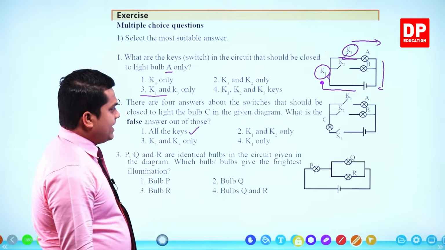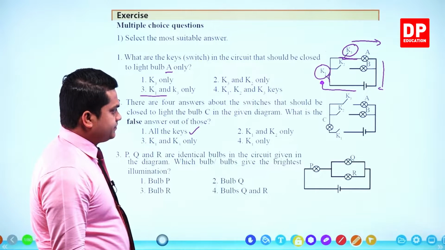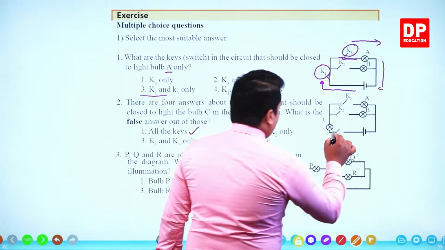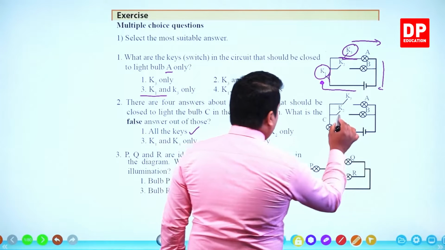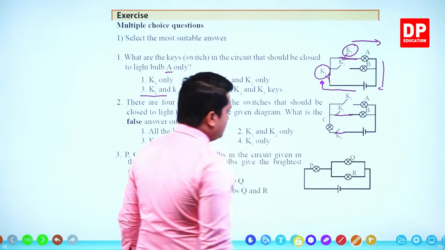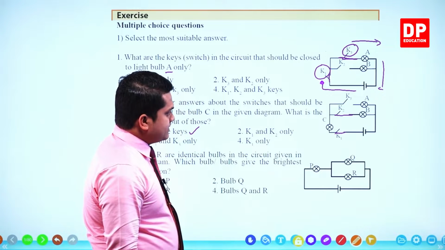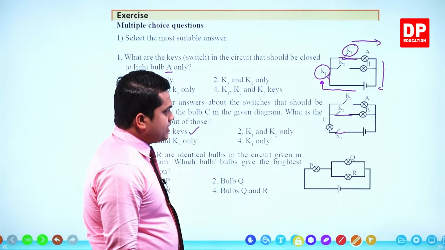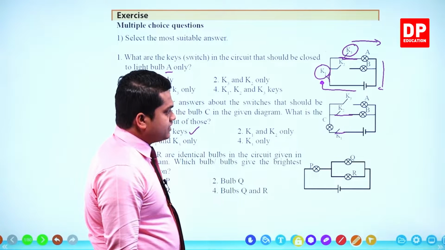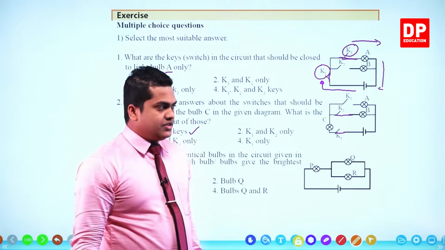Let's go for the second one. K1 and K2 only. So let's close and see. K1 and K2 only. When you close K1 and K2, yes, the C bulb is going to light up, because you can see that the C bulb is now completed with a circuit. So it's going to light up. So this is correct.